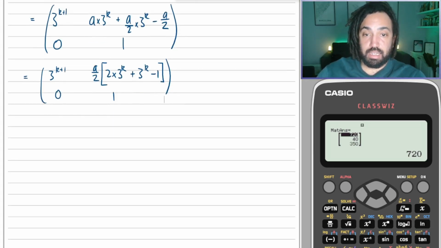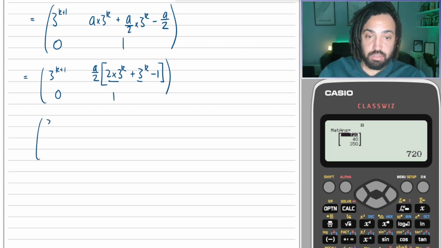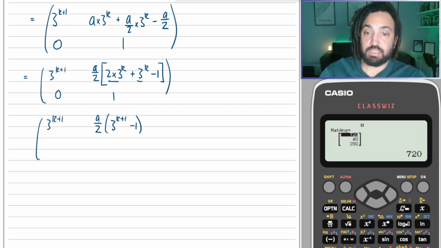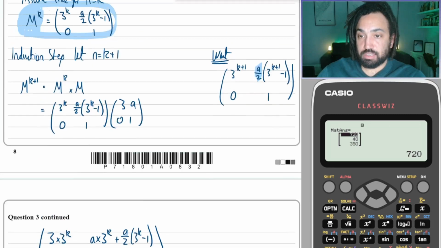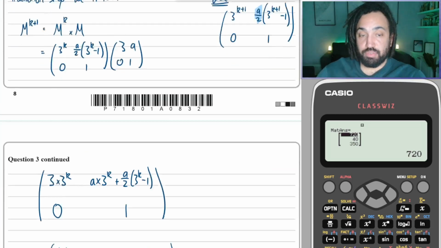Okay, and now how many 3^k's do we have? We've got two here, and we've got 1 here, so we've got a total of 3. And like we said before, 3 times 3^k is 3^(k+1). So it looks like we are getting very close now, so we can say a/2, and this is 3^(k+1) minus 1. And this is 0, and this is 1. And this is exactly what we want, as you can see here, so we've proved it.